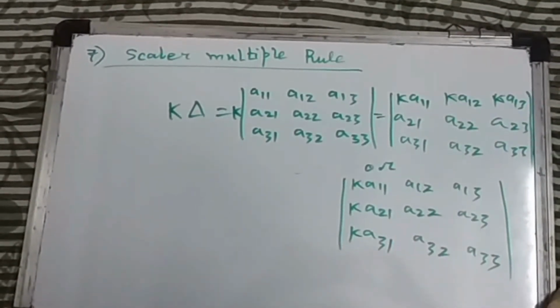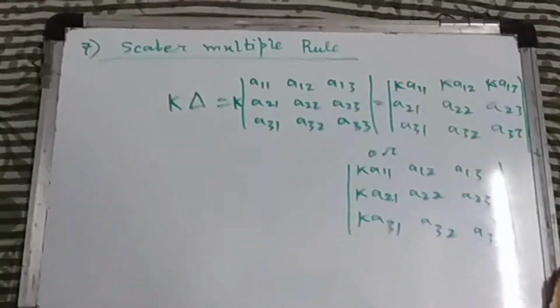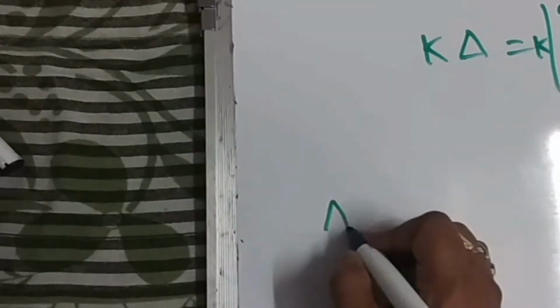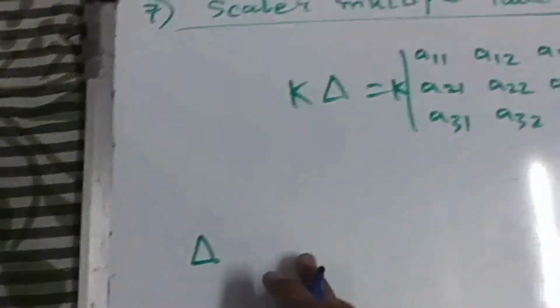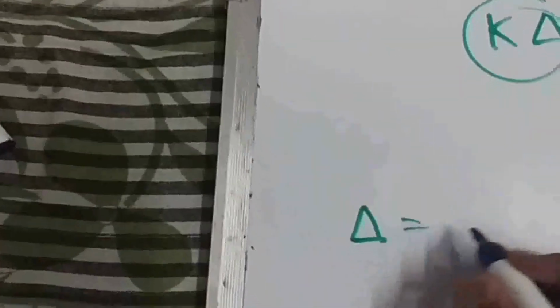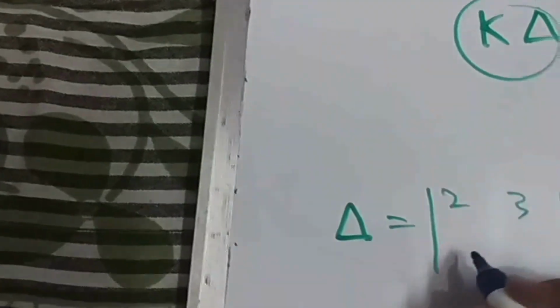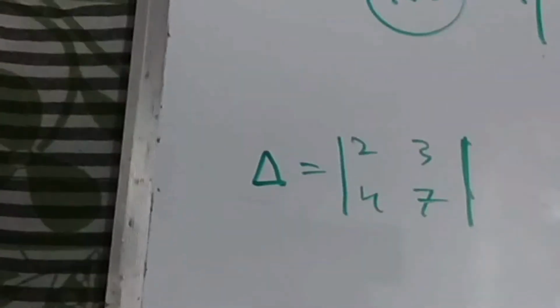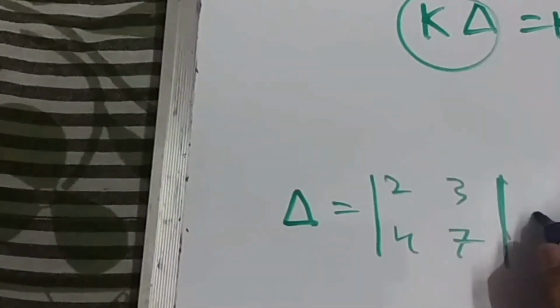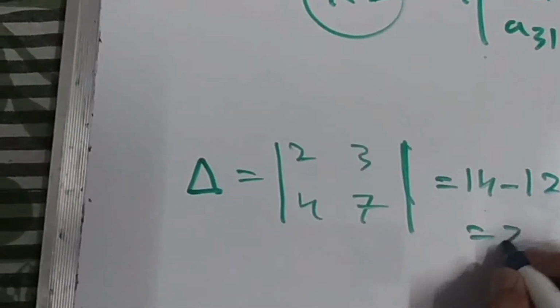Now after multiplying, what will be the result? Look, the first determinant was del. After multiplying by k, the new determinant will be k times del. The meaning is, for example, I am showing you, if the determinant is 2, 3, 4 and 7, it means 14 minus 12, that is 2.